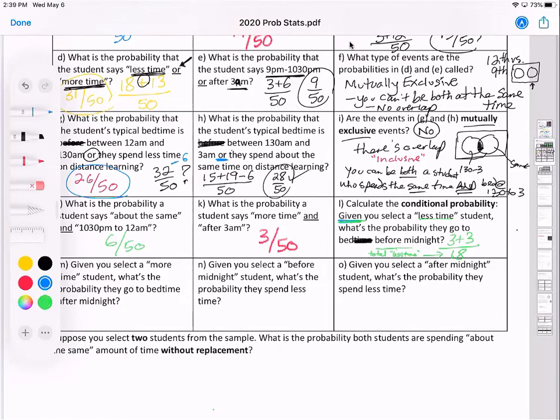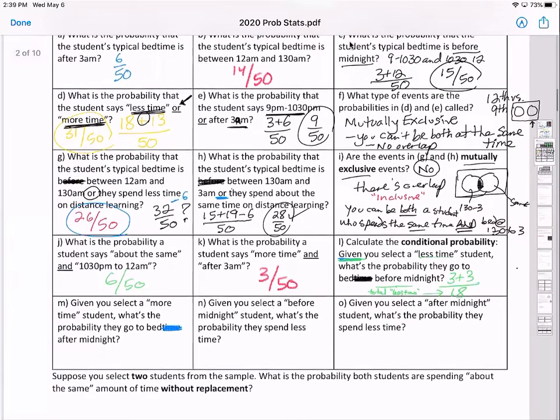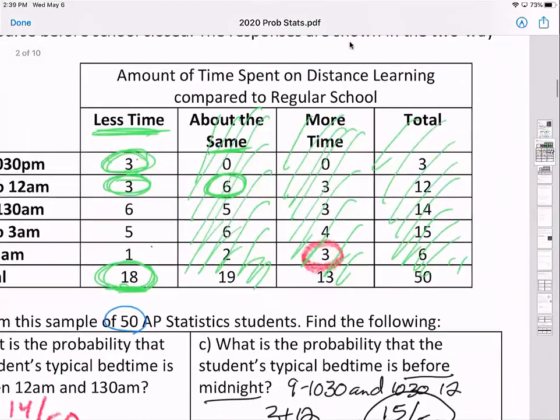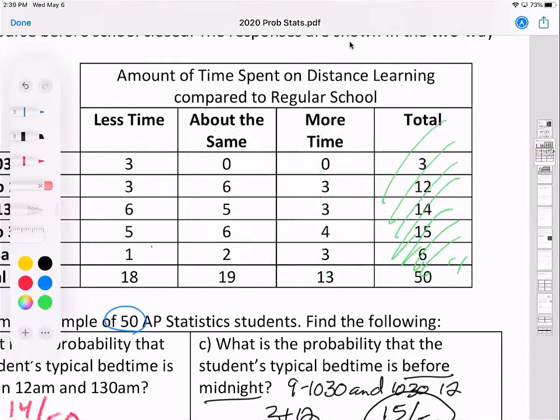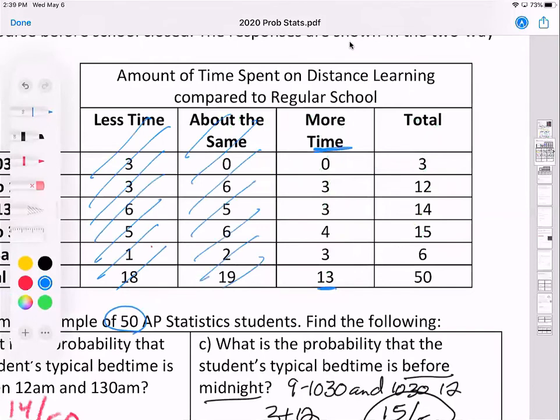So first on M, given you select a more time student, what's the probability they go to bed after midnight? So we're looking for the more time students after midnight. More time students, we're only looking at these students, so we get to do the shading and ignore all of this. Now, as long as you can ignore it, you don't have to shade everything out.